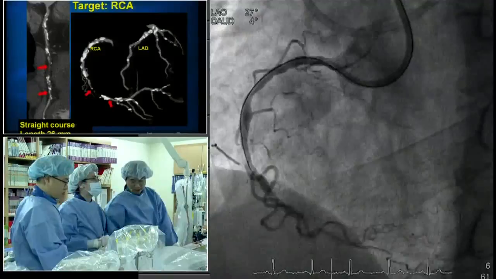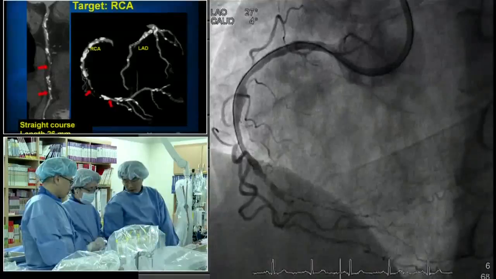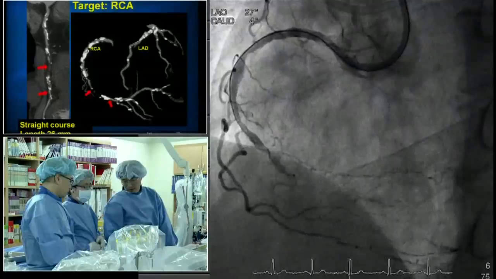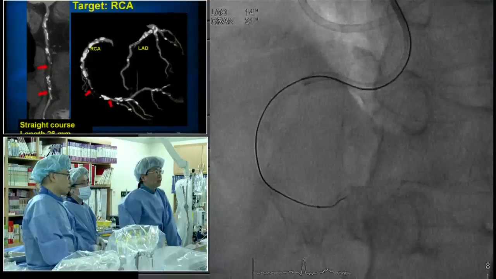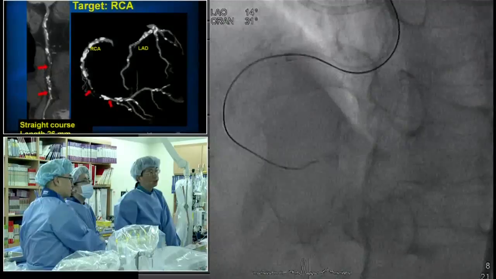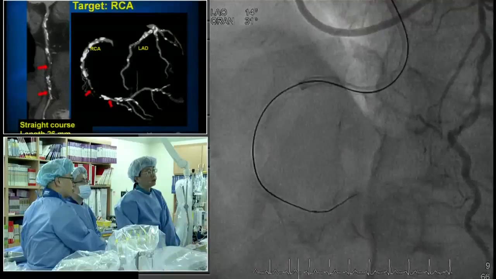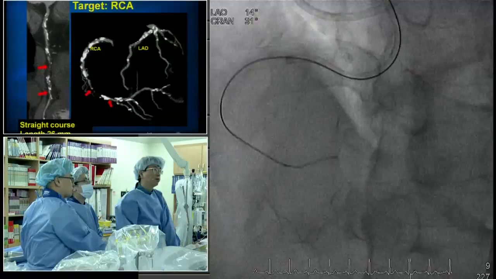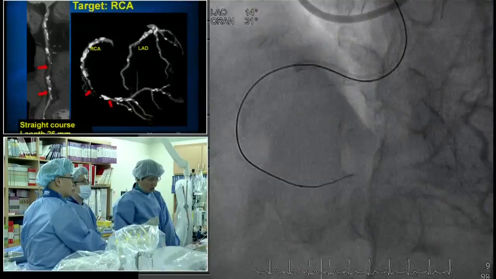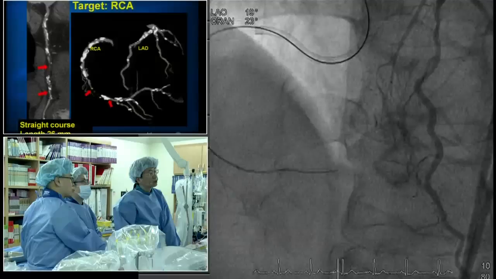So I wanted to put the Fine Cross in the ostium of the micro channel, and we changed to the Fielder XT, tapered tip wire, and we advanced a little bit. You can see the calcification in the distal portion, so maybe this is the right way. Next. And it reached a little bit further. The collateral channel showed the wire is maybe located in the distal true lumen. However, I feel some resistance. Next. And advanced a little bit. Maybe the wire is located in the distal true lumen.